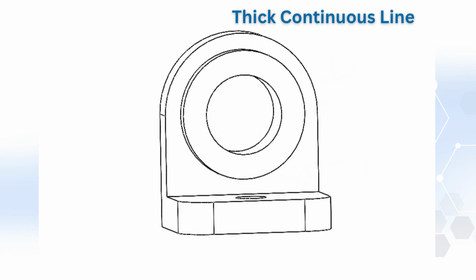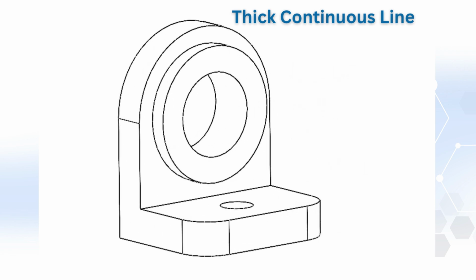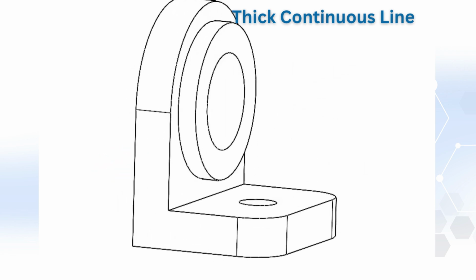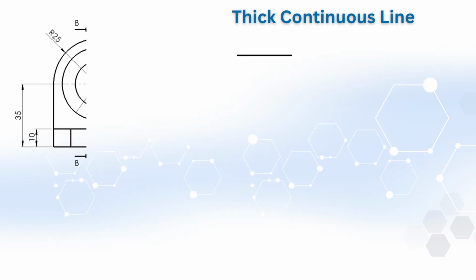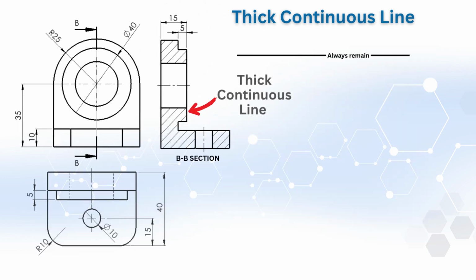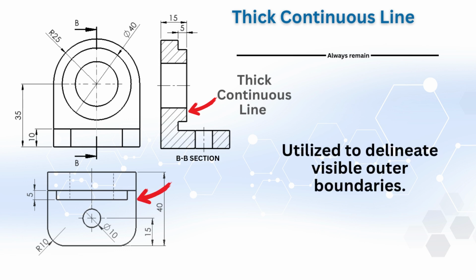Thick continuous line. This line is used to show the outer edges and visible outlines of the main views. In other words, it represents the boundaries of a part that can be seen by the eye. For example, in the drawing of a shaft, body, or hull, the outer surfaces, edges, or visible contours of the part are drawn using a thick continuous line.